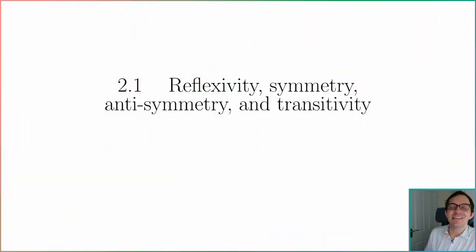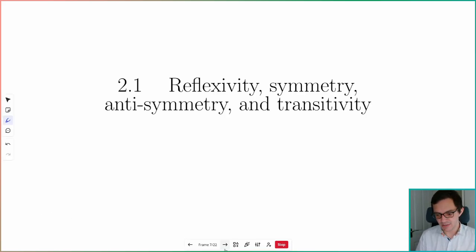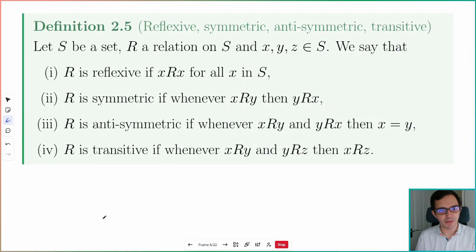Section 2.1 is all about properties that relations might or might not have. We met several examples in the previous section. It's time to see some properties. So here are the definitions. We're going to work through them one by one. We're thinking about a relation R on a set S.